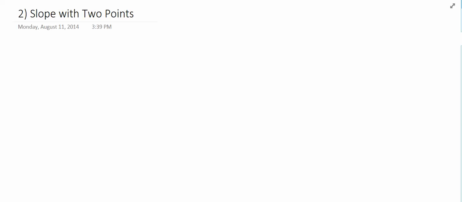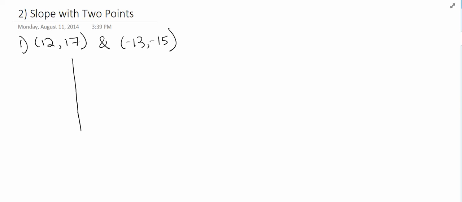All right, so we're going to talk about how we find slope if we're given 2 points. We know graphically, if you think about slope, for example number 1, we are given the ordered pairs (12, 17) and (-13, -15). If we were to graph this, I'm just going to draw it approximately, we'd have a point at (12, 17), this is the x-axis, y-axis, and I'm just doing approximations here, and then (-13, -15).